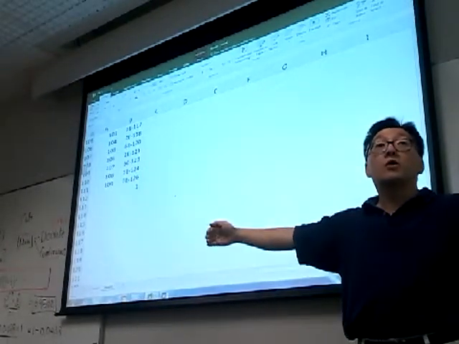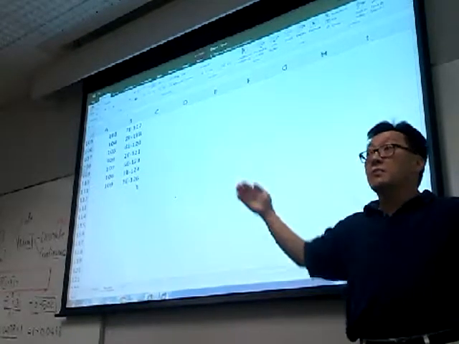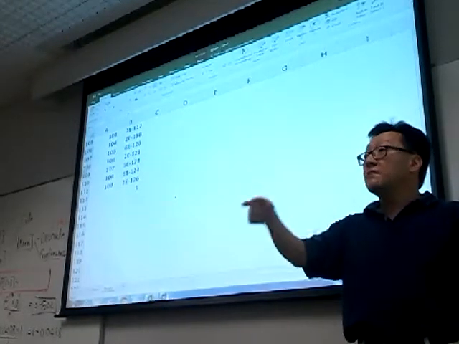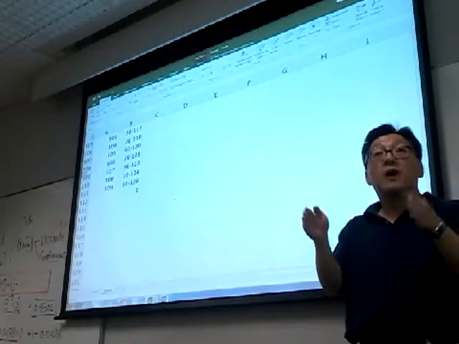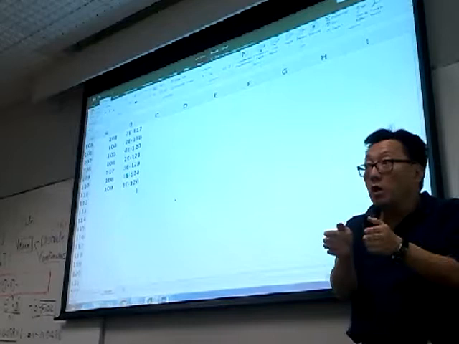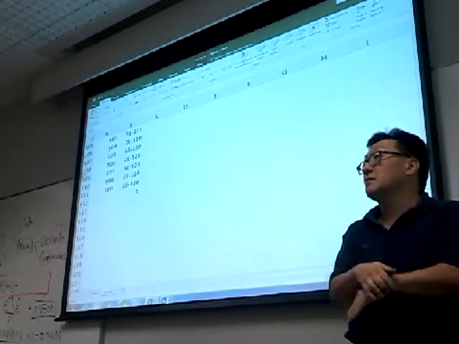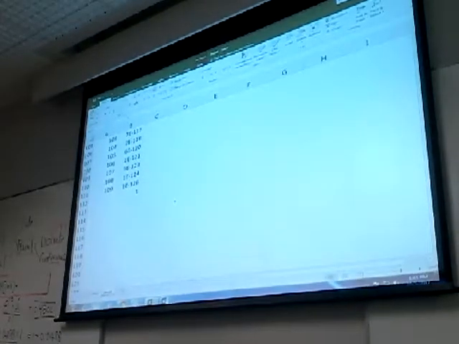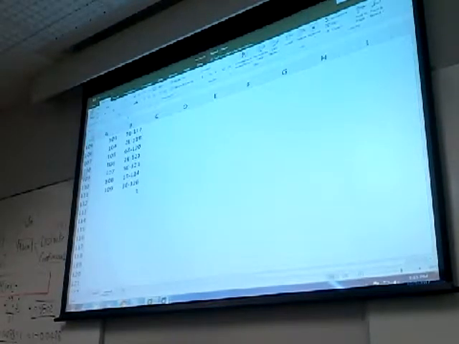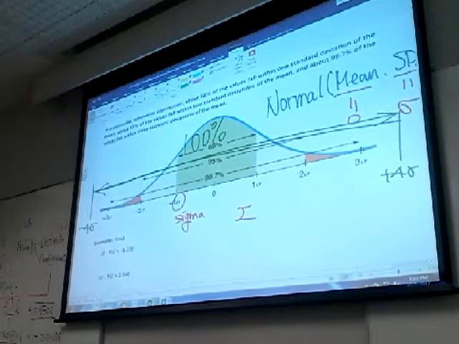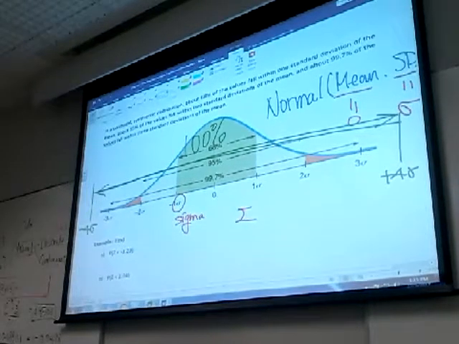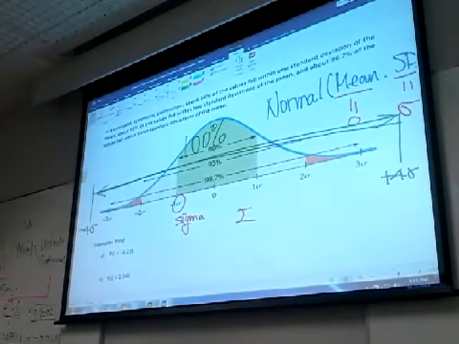There is almost 100%. Plus and minus 3, 99.7%. Plus and minus 2, a little bit smaller, 95%. And plus and minus 1, there is a 68%. Okay? So now we can take probabilities. It is an area. It is an area under the curve. Yeah, under the normal curve.